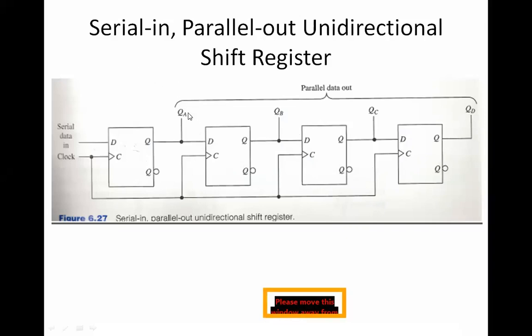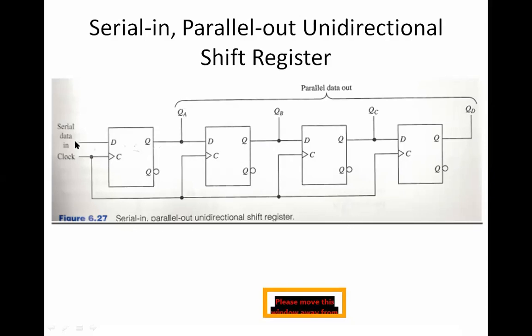So here I'm getting QA, QB, QC, QD. So parallelly I'm getting my output. As soon as the data comes in, I'll be getting QA, QB, QC, QD. Of course, it's going to take some time to get these outputs. Why do you think so? Because it needs to pass from one point to another based on the clock signals, right? And then you will be getting these A, B, C, D outputs.